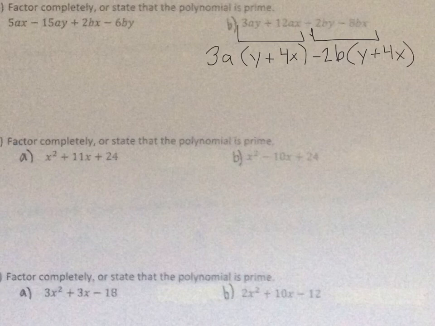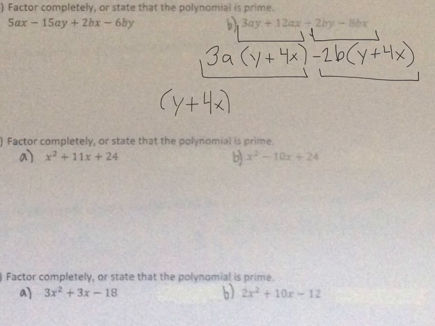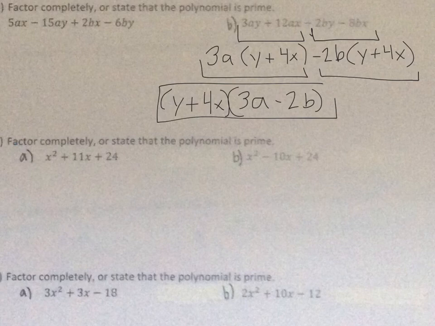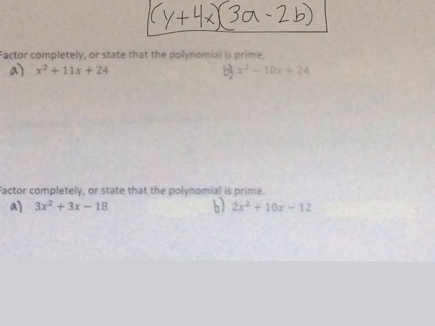Now we will factor out the common factor that is left between the two groups. So now with the two groups you look for a common factor, and it will be a binomial. So we have y plus 4x times whatever's left after factoring the common factor out. So we have 3a minus 2b. And we have factored the entire polynomial by grouping.